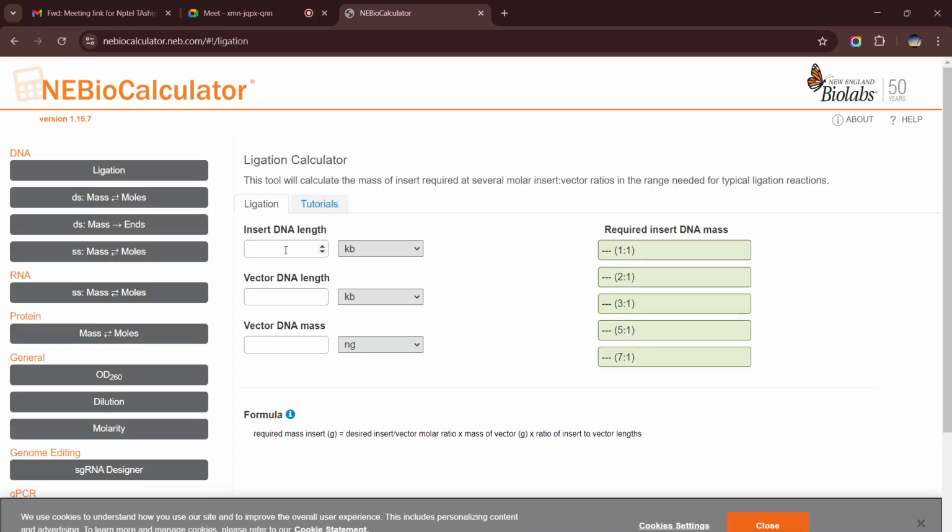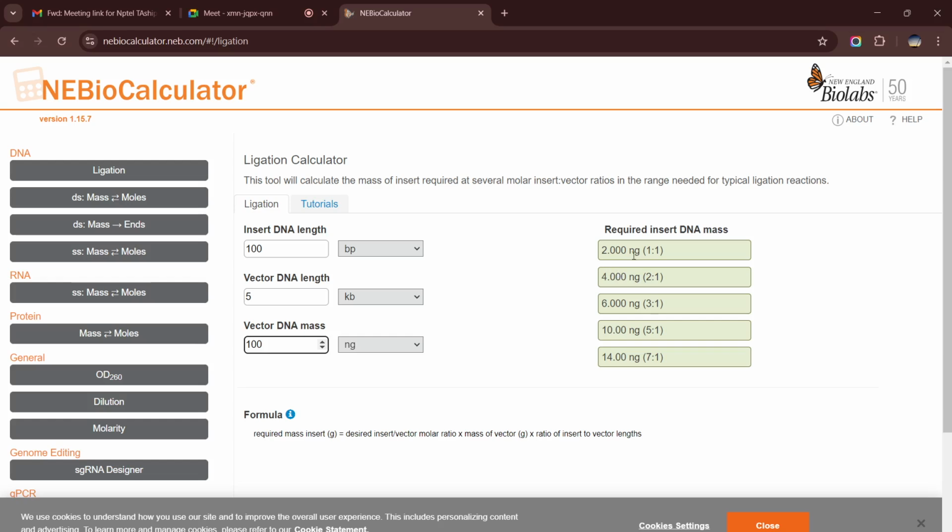See, your insert DNA length you should be knowing. It can be in base pairs, suppose it's 100, and your vector DNA length is suppose 5 kb or 3 kb, something, suppose 5 kb. And you have to give your vector DNA mass definitely, and usually we keep it at suppose 100 nanogram or 1 microgram, whatever is the thing. Suppose if this is the thing, automatically you get this particular value. In case you are using a 1 is to 1 vector to insert ratio, then you should be using insert DNA of 2 nanogram.